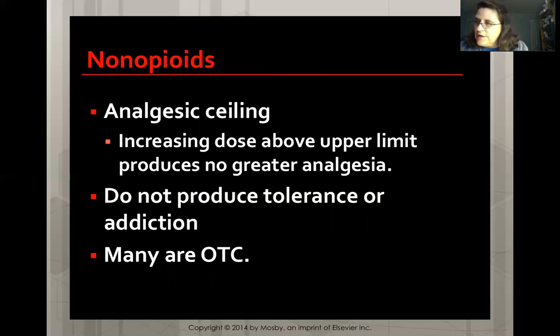It's important to know that most of these are going to be over-the-counter medications, so patients need to be truthful in what they're actually taking. They do not produce a tolerance or an addiction. And many times we use these in combination drugs. So you might see a non-opioid in combination with an opioid, like a Tylenol number 3 or a Percocet or a Lortab.